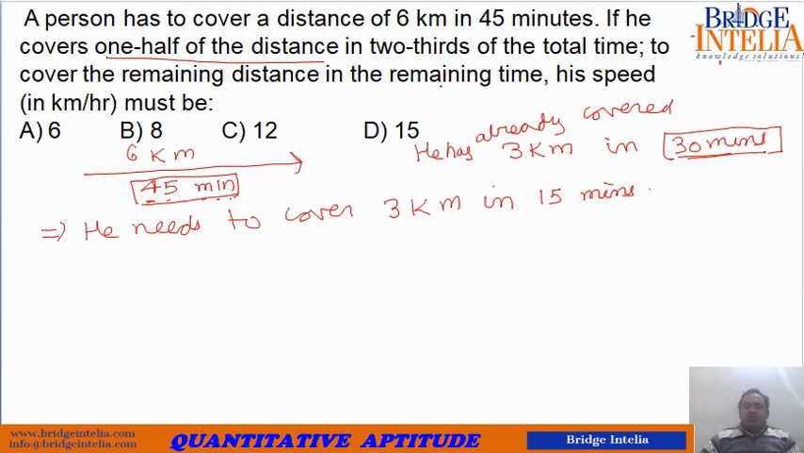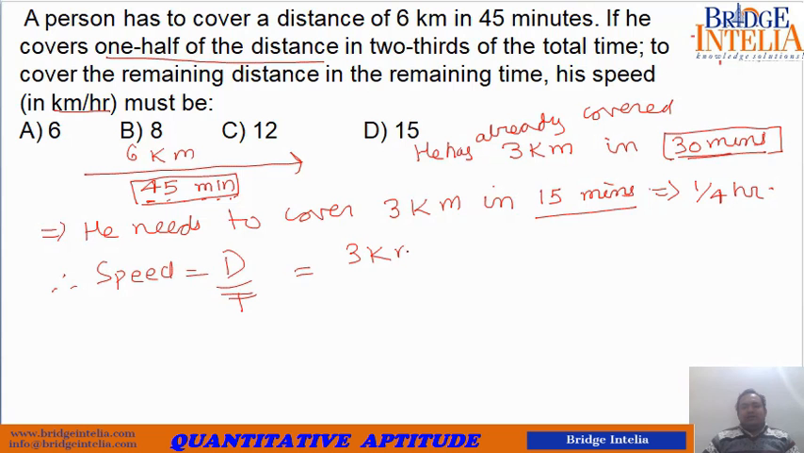So what will be his speed? We have to find the speed in kilometer per hour. So convert 15 minutes into hour. 15 minutes is equal to 1/4 of an hour. So speed is equal to distance upon time. He has to cover 3 kilometers in 1/4 hour. So 3 divided by 1/4, that is 12 kilometers per hour is the required speed.